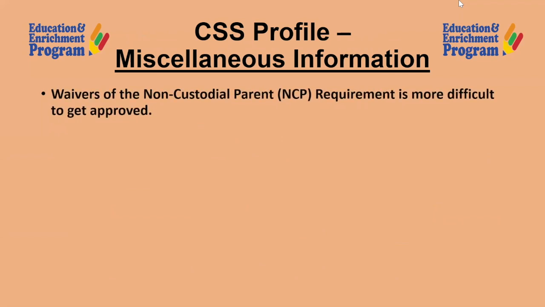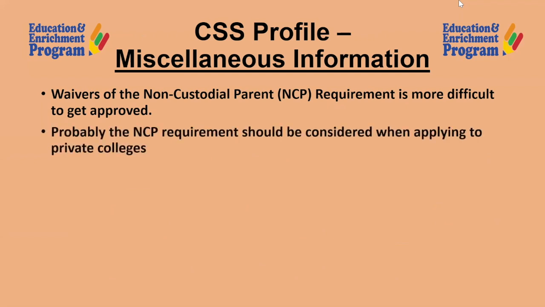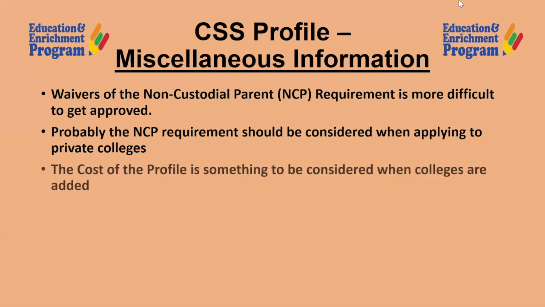Waivers of the non-custodial parent requirement are more difficult to get approved these days, but probably should be considered when applying to private colleges in the first place, like I said earlier. The cost of the profile is something to be considered when colleges are added. When you start adding colleges to your list, start adding those $16 fees, they add up.